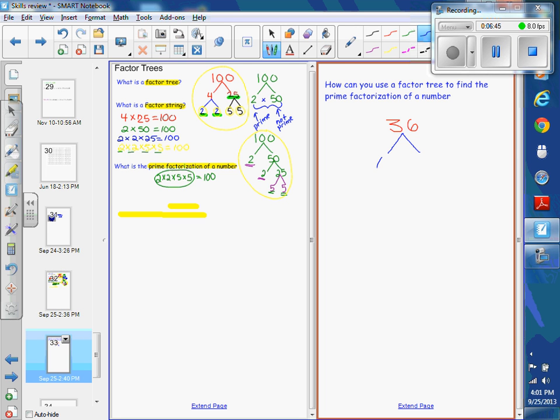Some of you might pick 6 times 6. So a factor string for 36 is 6 times 6, but it isn't the longest factor string. Now, since 6 is not prime, make a little tree under 6. Think of a way to get 6 by multiplying two numbers. Hopefully you can think of a way to get 6 by choosing 2, since 6 is even. 2 times 3 is a way to get 6.